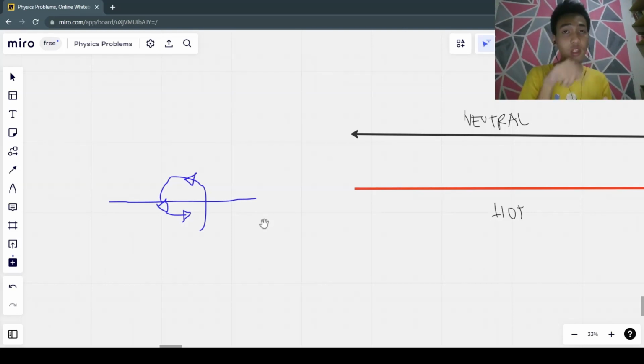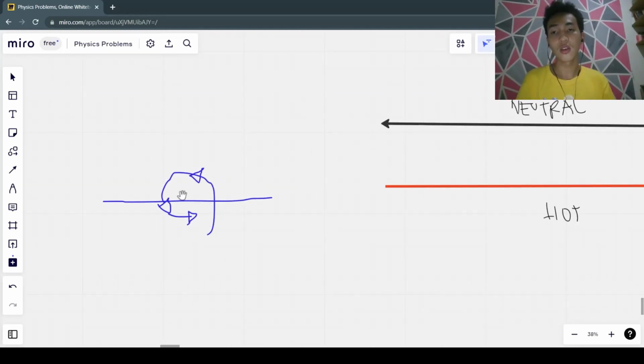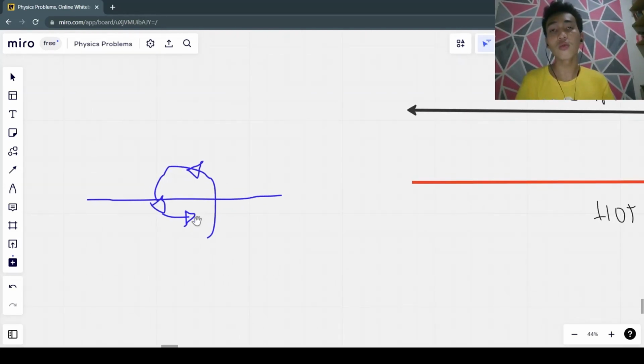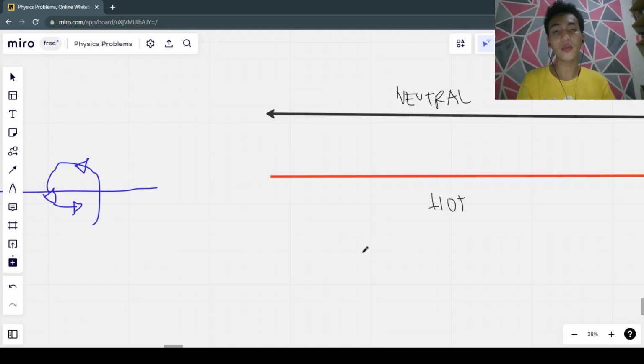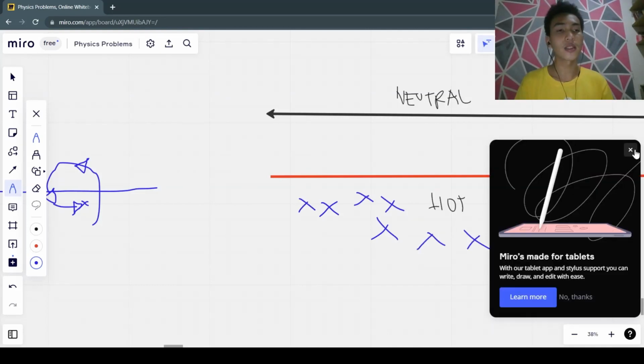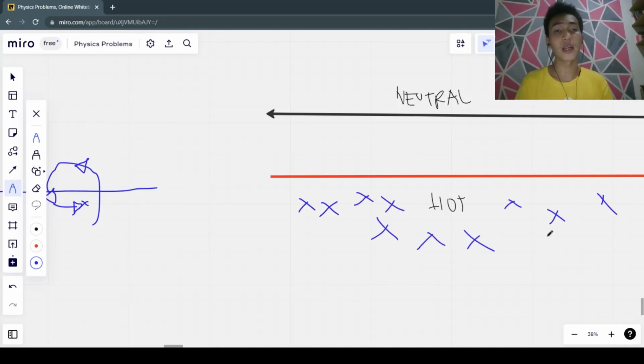So, the rotation of that magnetic field is counterclockwise, just like this one. If you notice, the tips of our fingers are going into the palm. So, the direction of the magnetic field is going into the page below the wire here. So, there are X's here, many X's.